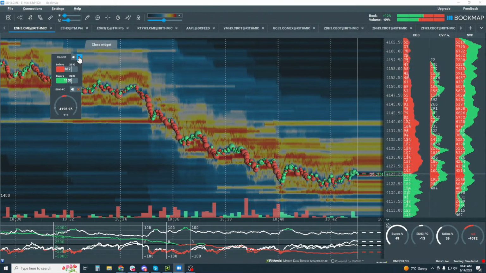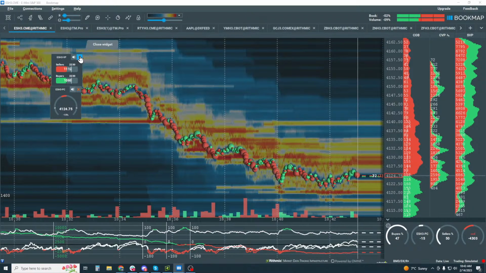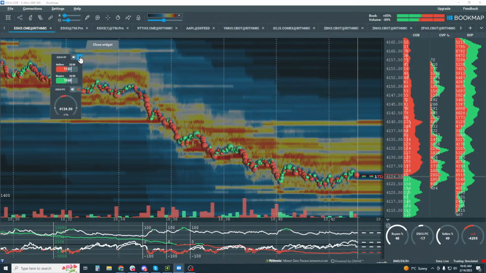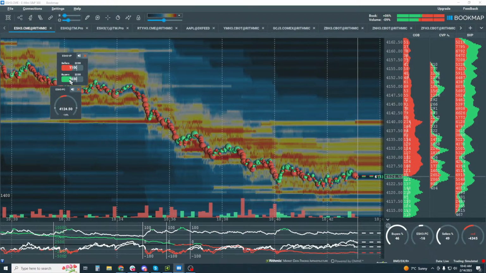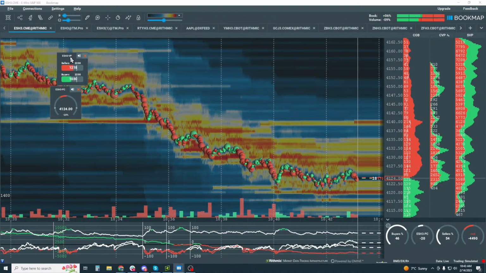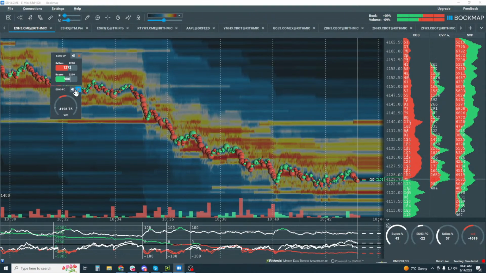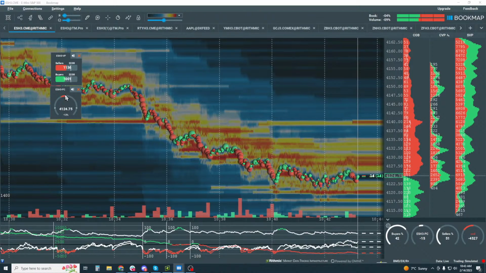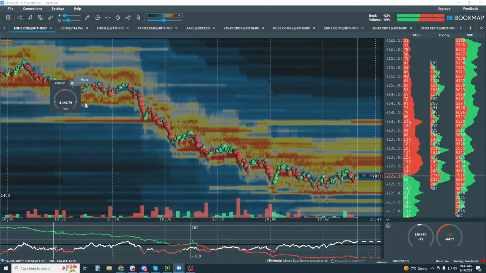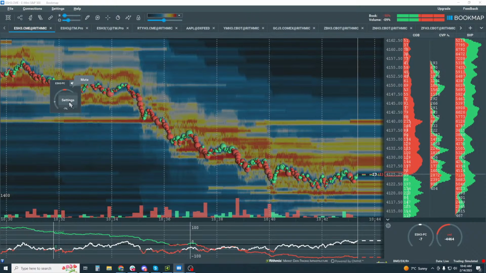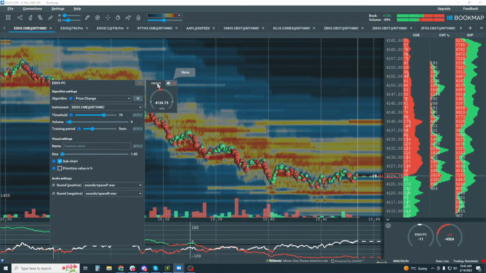In fact, I'm going to close the volume pressure for a moment. I just want to show that this volume pressure algo can work very well with price change. Maybe we'll add it back in. But let's just go over price change right now. Let's go to the settings. All right, and what is it showing here?